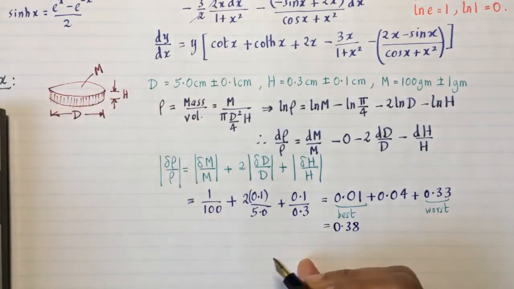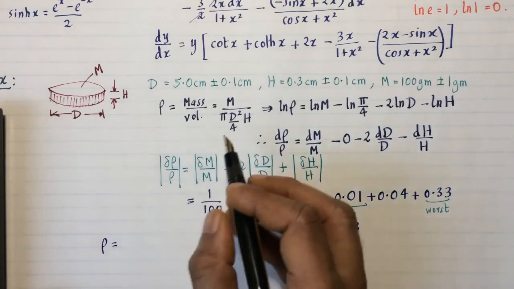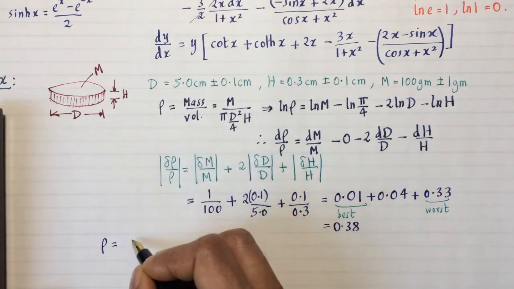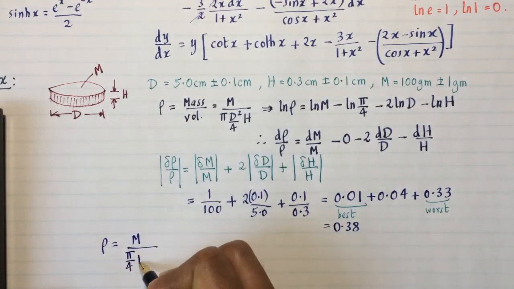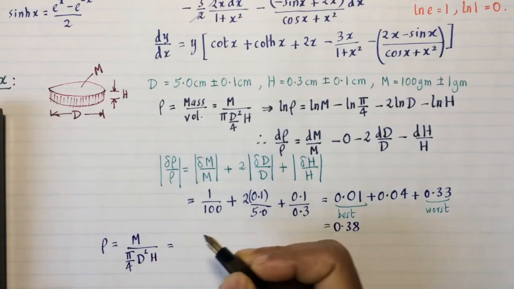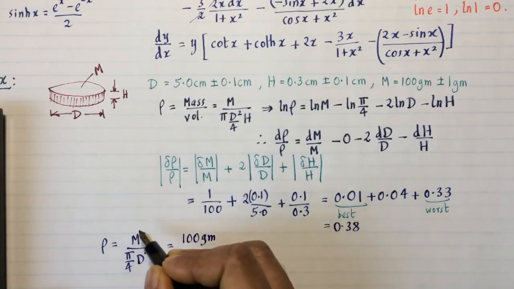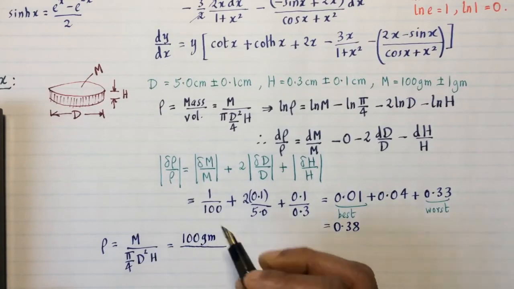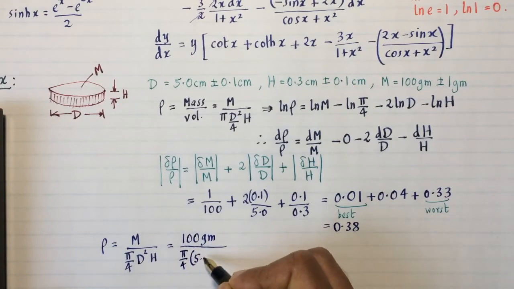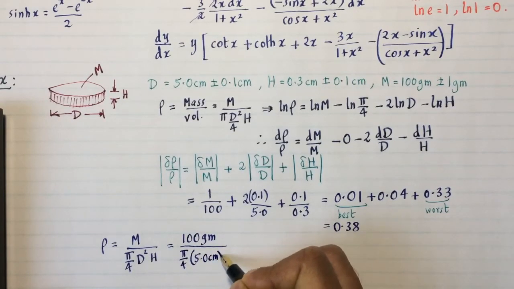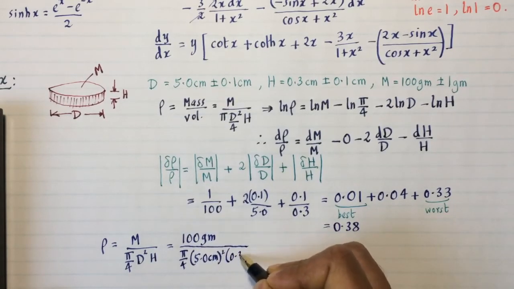All we now have to do is calculate rho itself, which is given by this formula: the mass over pi over 4 times d squared times h. So the mass is 100 grams. These are the average values, you don't worry about the uncertainties here, divided by pi over 4, D is 5.0 centimeters squared, and h is 0.3 centimeters.